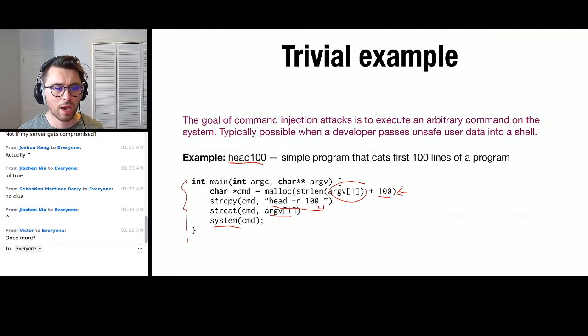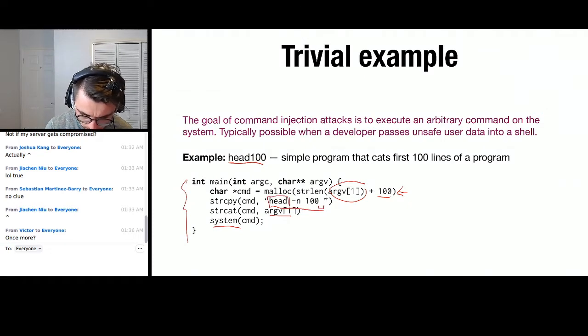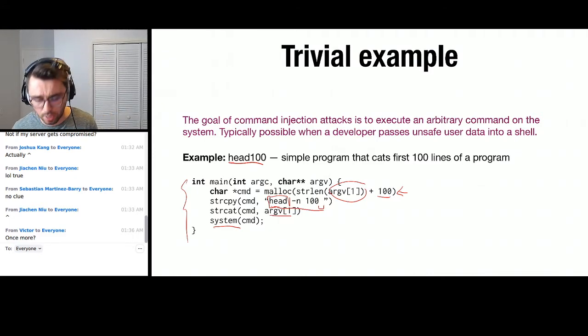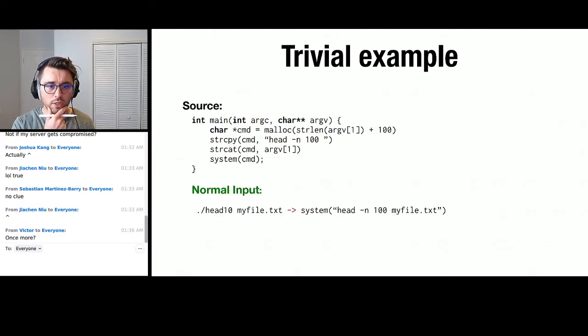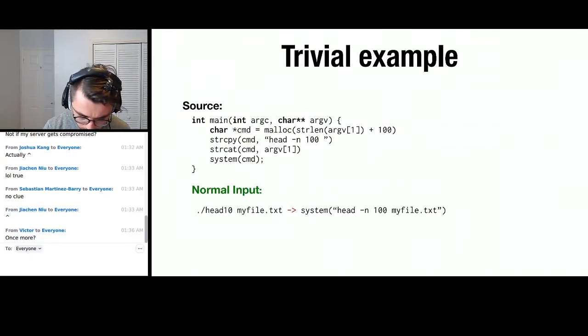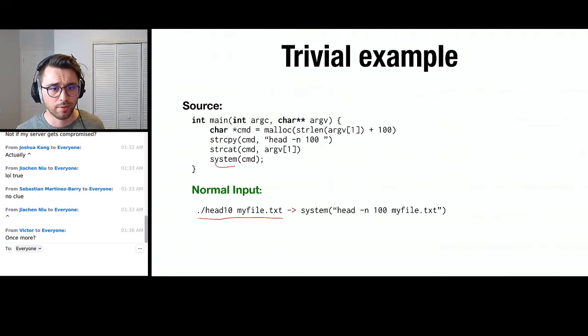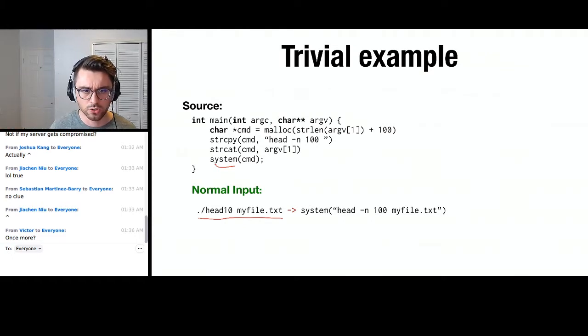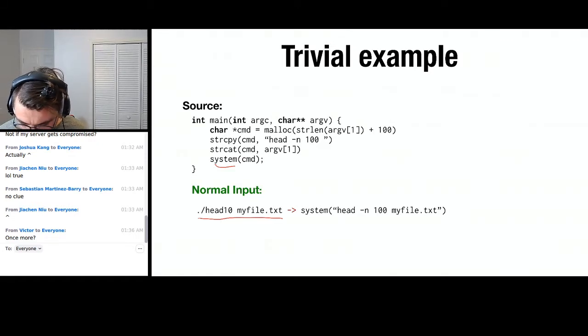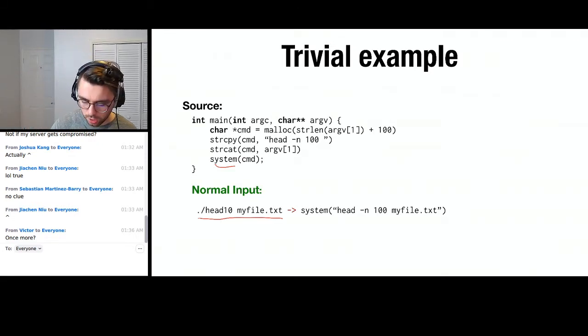What head does, if you haven't run head before, is a command that, in this case with -n 100, just takes the first 100 lines and prints them out. So when we run this with normal input, like calling it with myfile.txt, what system gets called with is head -n 100 myfile.txt, right? This is a nice way of writing a wrapper around head so that you always get the top 100 lines. Okay, how can this go wrong?